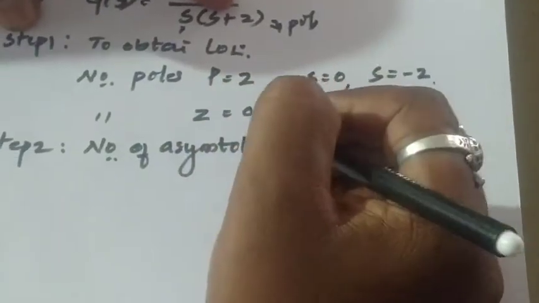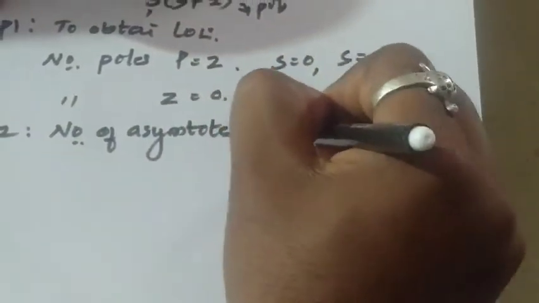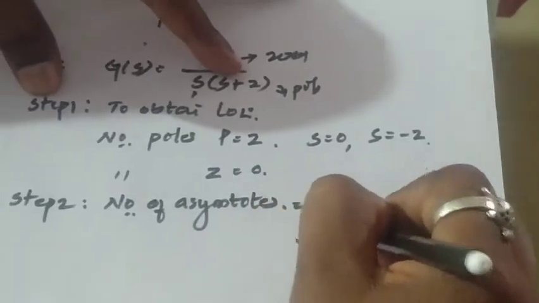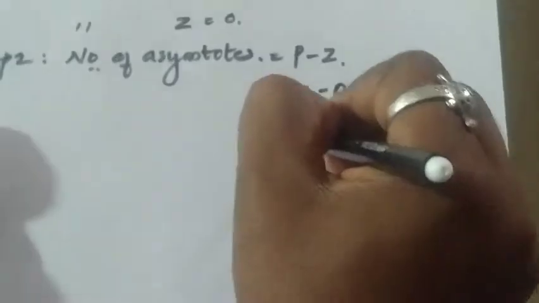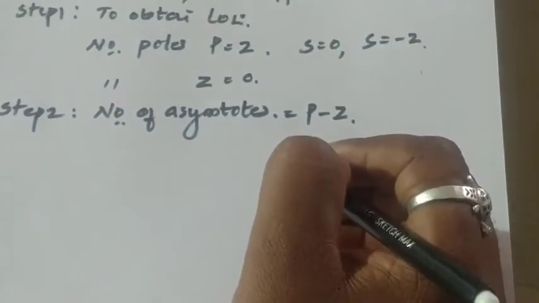What is this number of asymptotes? It is equal to p minus z. P is 2, z is 0, so the number of asymptotes is 2. Okay, now I will move on.